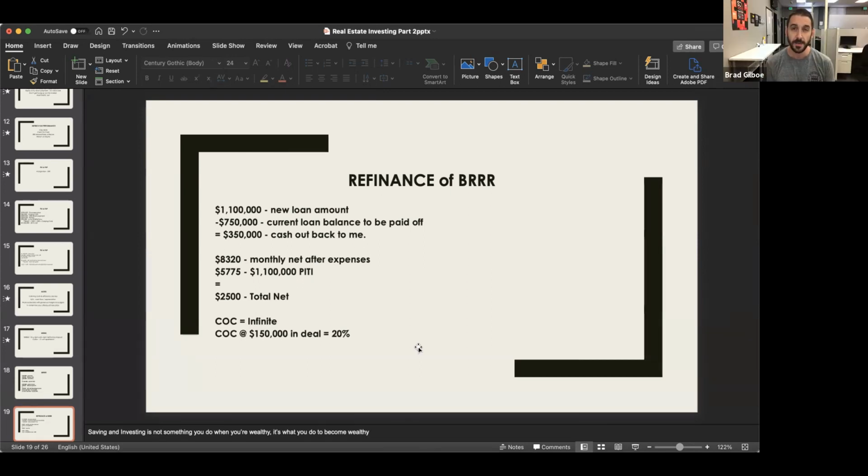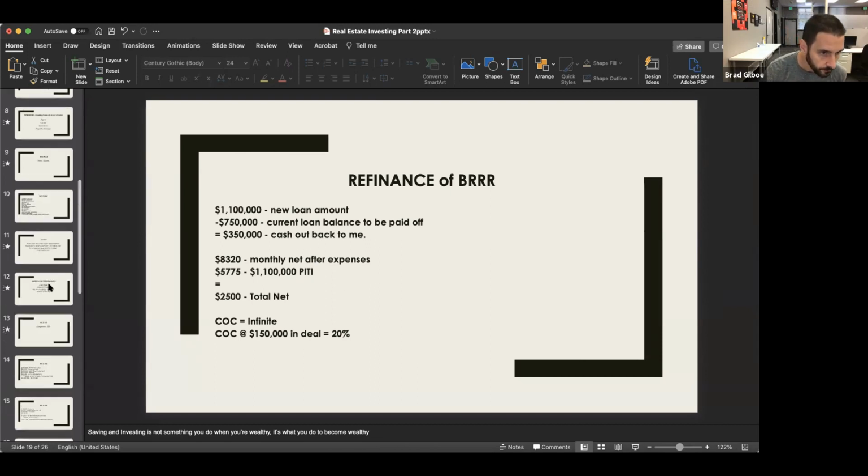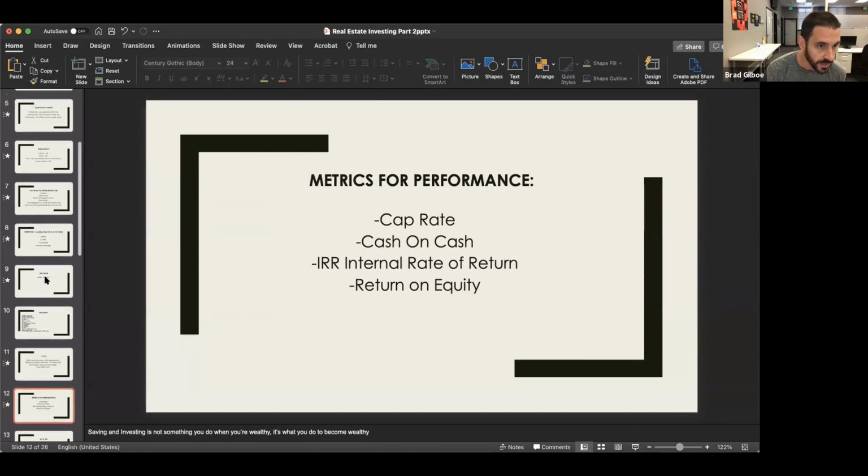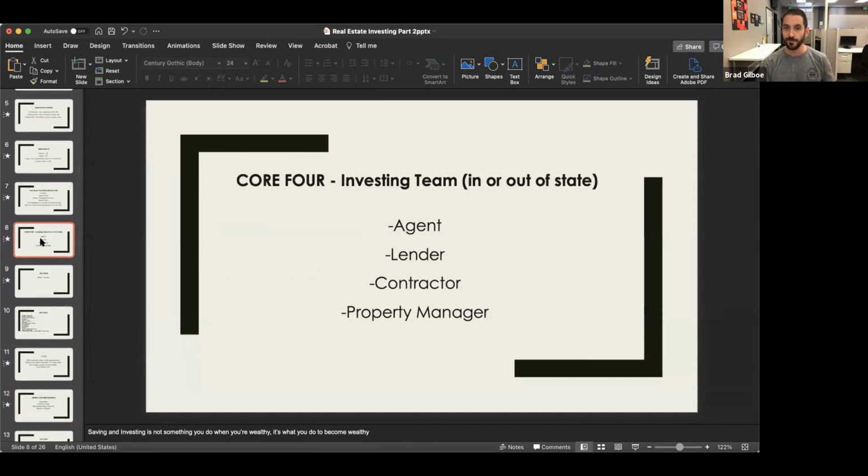It is, because of the type of loan that I got. So this is all the, where's my other slide? Here's your core four, which is also from the long distance real estate investing book. You've got your agent, your lender, your contractor, and your property manager. This is really all you need.